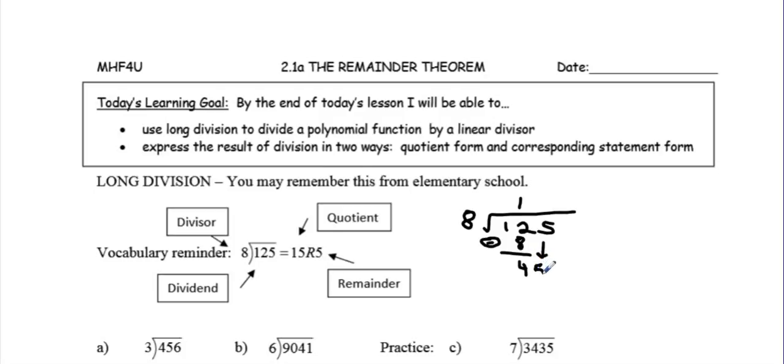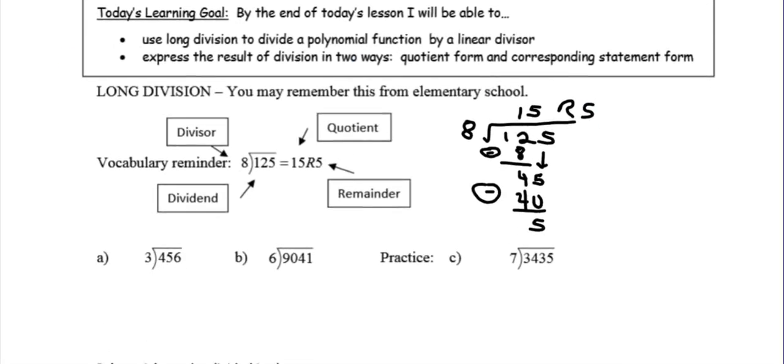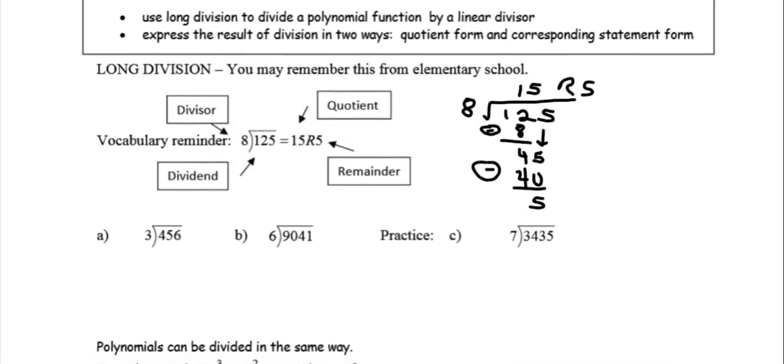This now becomes 45. And I ask myself, how many times does 8 go into 45? That is, 8 times 5 is 40. Do the subtraction again. I get 5 as my remainder. So 8 goes into 125 15 times with a remainder of 5. All right. So you go ahead and try it, please. Do A and B and C and just pause the video and see how you do.